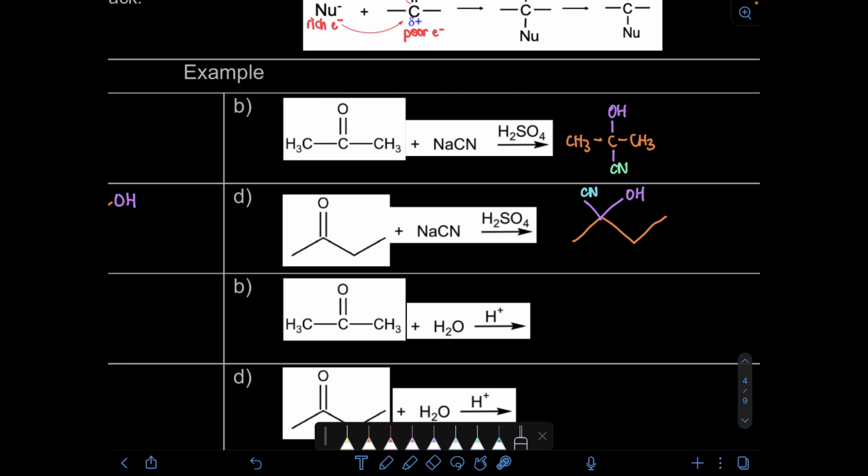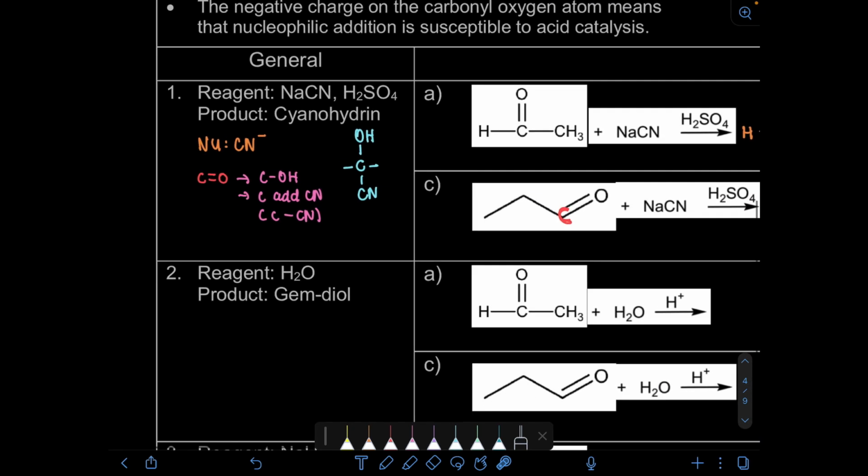Okay, make sure sebenarnya carbon ni is bonded to another carbon kan. Kalau kamu buat CN nanti nampak macam carbon ni bonded to nitrogen kita. It's not. It's actually bonded to carbon. So that's why Miss buat sini. C ni, carbon ni is bonded to another carbon. So that's the reaction of our carbonyl with NaCN and H2SO4.